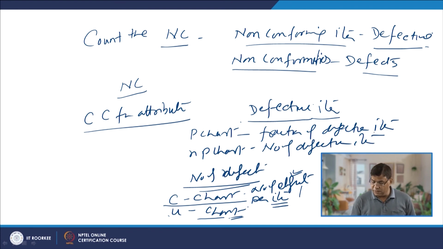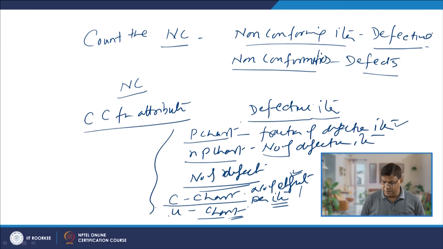While for the fraction of the defective items we develop the P chart, and the NP chart is developed using the number of defective items identified through counting from the items which have been selected from the lot.